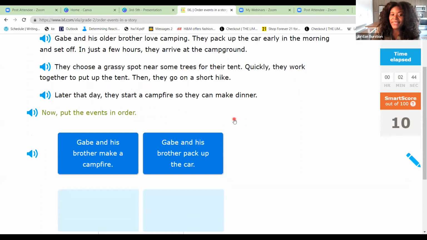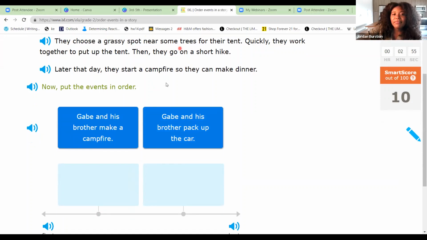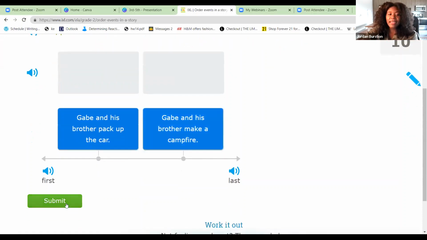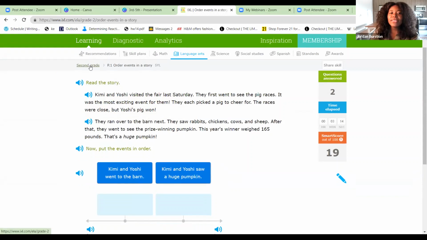Now we have to put the events in order. So which happens first? They make a campfire or they pack up the car? I see you typed something in the chat. It's perfect. So you said they had to pack up their car first and then drive to the campsite before they could make the campfire. Perfect, perfect. I think those are a little too easy for you.